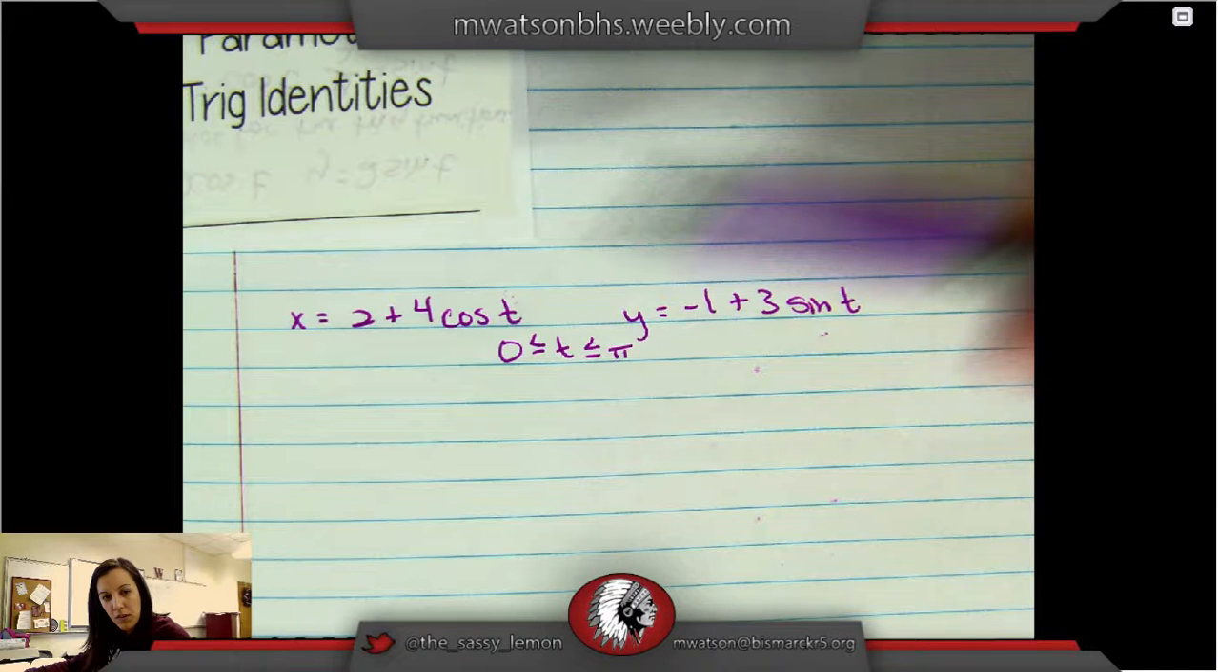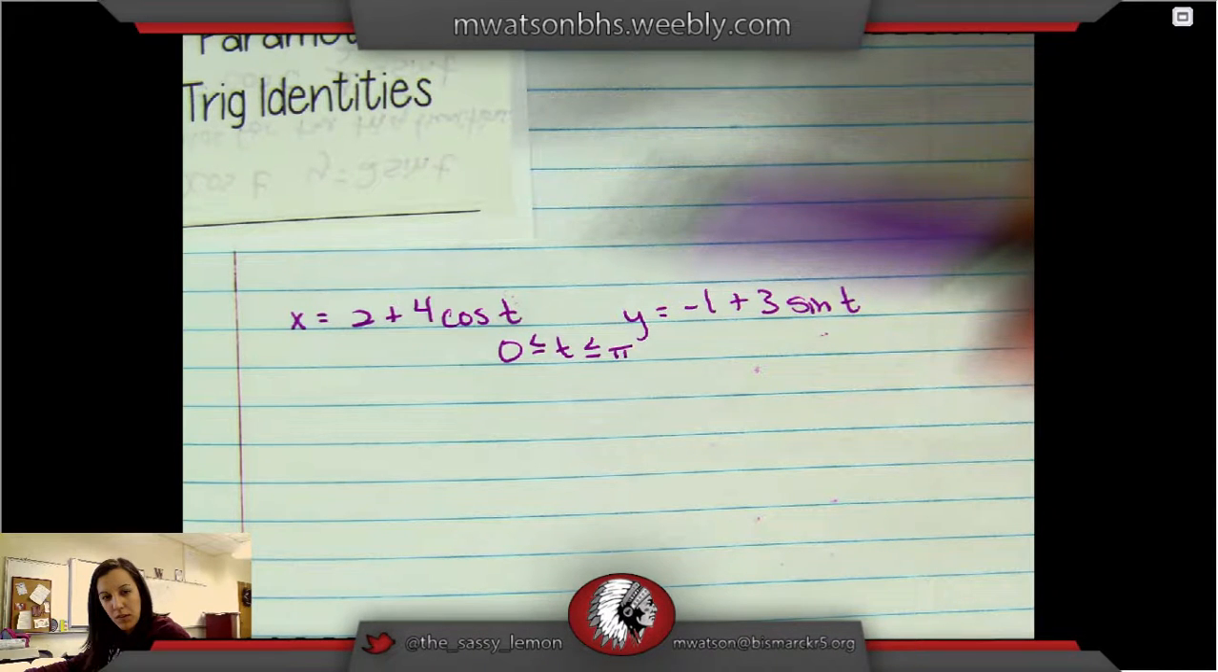We're going to solve for the trig functions. We can't get t by itself. Using the inverse would not be helpful here. So if you were wondering about that, it doesn't get us anywhere. So instead, we're going to get cosine by itself. So for this equation, we're going to have x minus 2 equals 4 cosine of t.